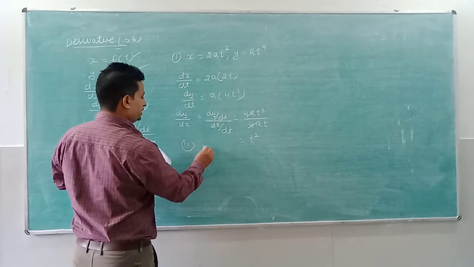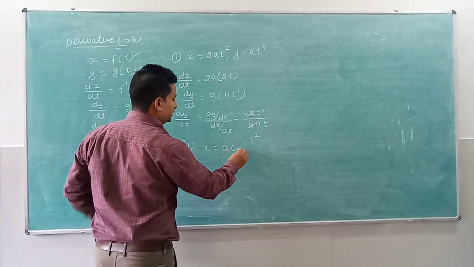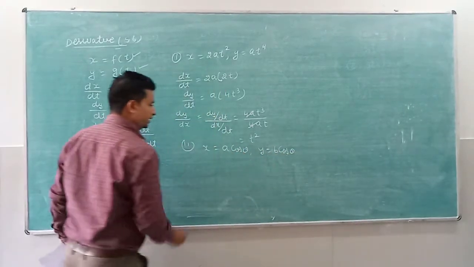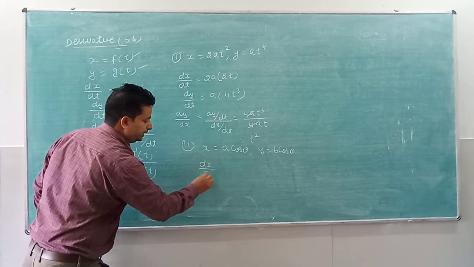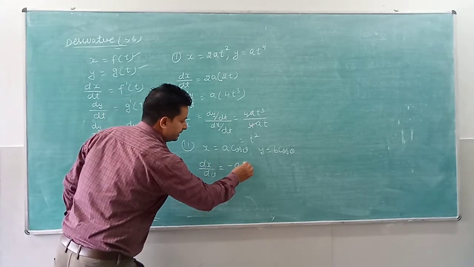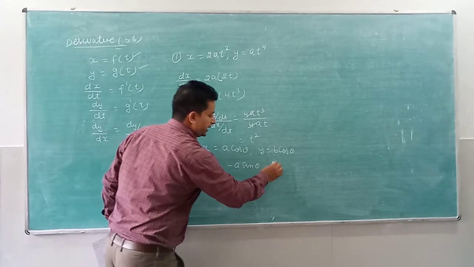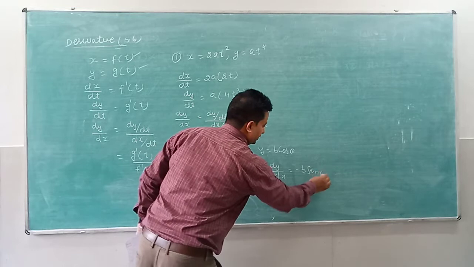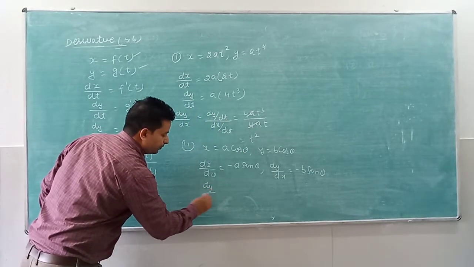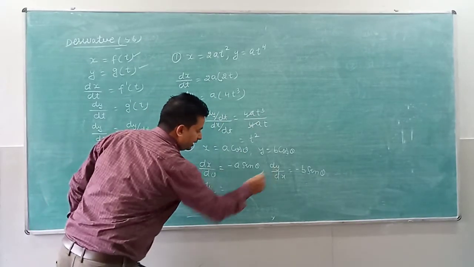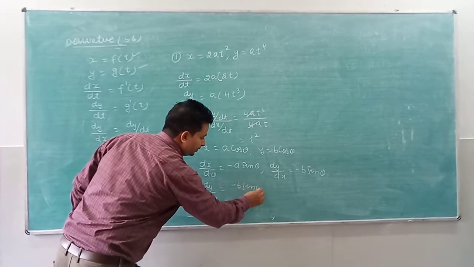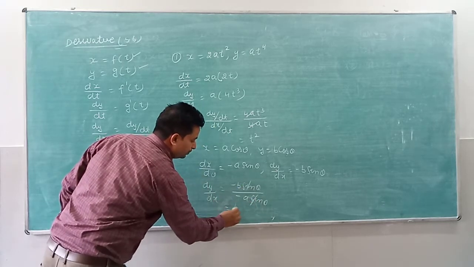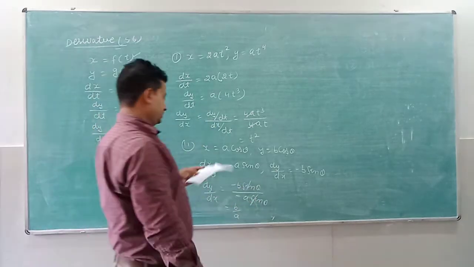In the second question, x is equal to a cos theta and y is equal to b cos theta. In this, first we find dx upon d theta, which means a sin theta, and dy upon d theta, which means b sin theta. When we find dy upon dx, it is dy upon d theta upon dx upon d theta. This cancels out, so b upon a is the answer.